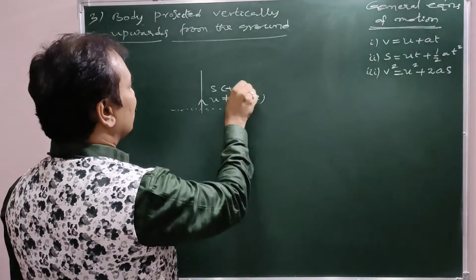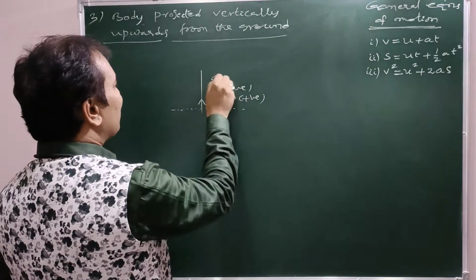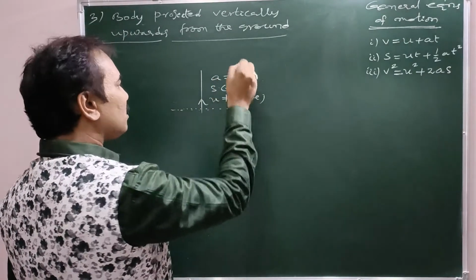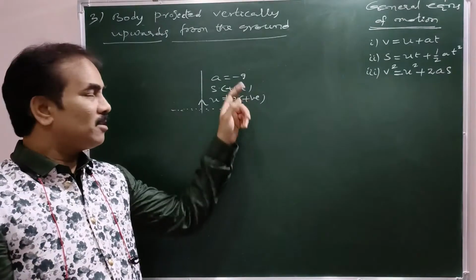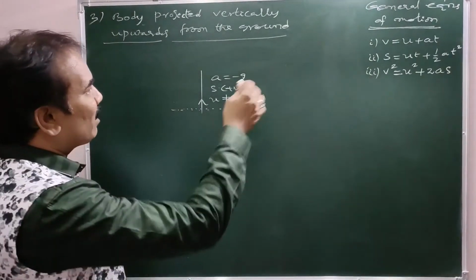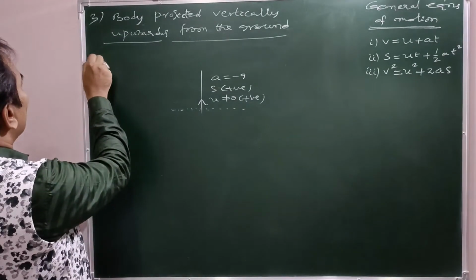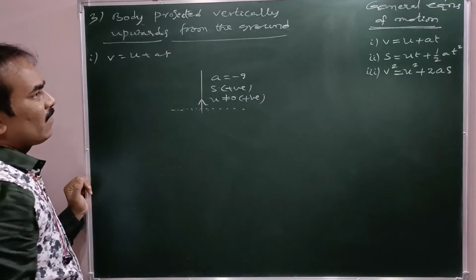Right? As the body moves up, s is also positive. But a becomes minus g irrespective of the direction of motion. Irrespective of the direction of motion, g is always negative, right? Time is always positive. Now coming to the first equation, equation number 1, v equal to u plus at.